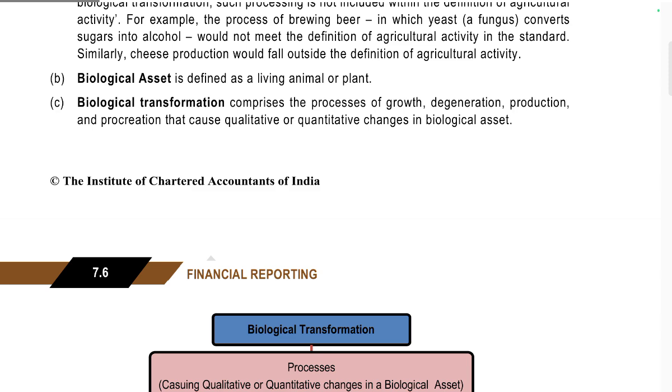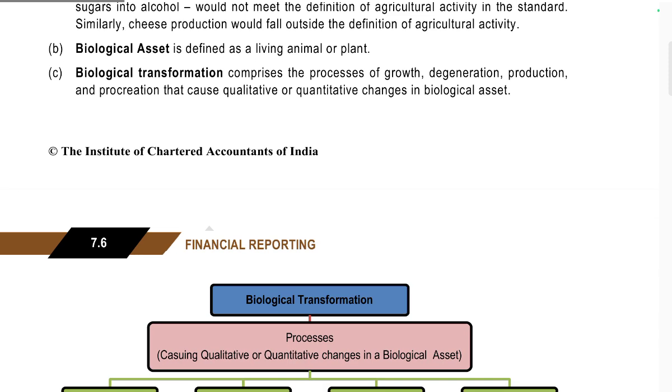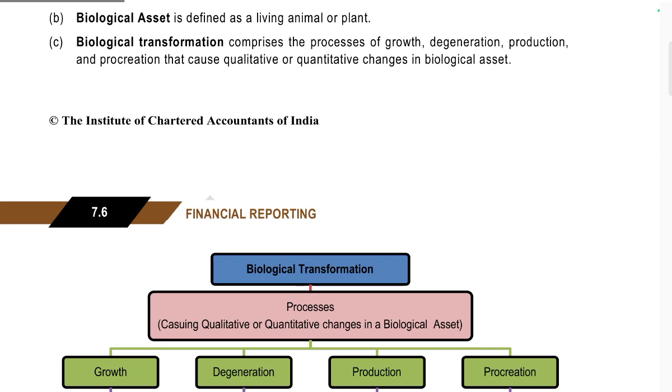Biological assets refer to living animals and plants. Biological transformation, in comparison, comprises the processes of growth, degeneration, production, and procreation that cause qualitative and quantitative changes in biological assets.